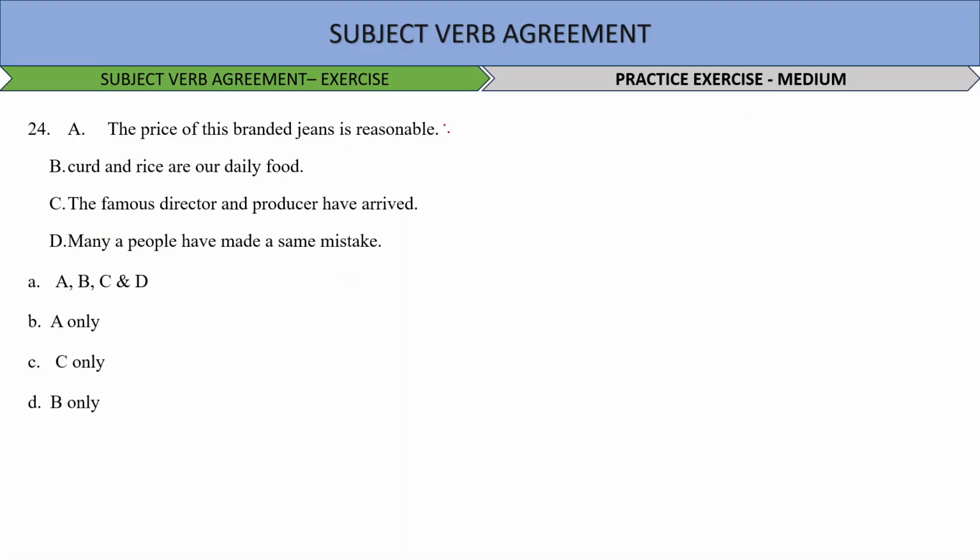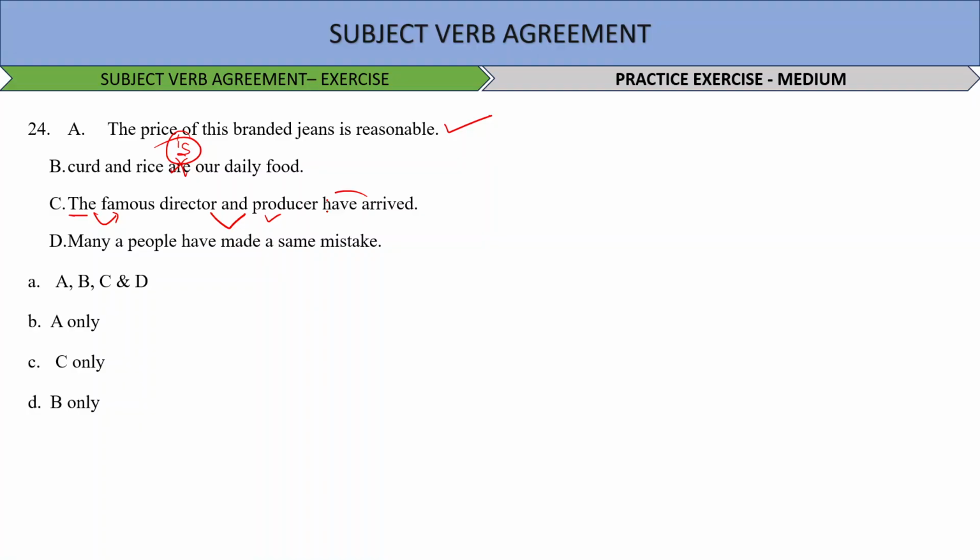Correct. Curd and rice is our daily food. Curd and rice is used as a single dish, so it will always follow a singular verb. The famous director and producer, designations are different but belong to the same person and will follow a singular verb, right? So this is incorrect. Many a people, many a is used in singular sense. So many a people has made the same mistake. So option D is also incorrect and hence B becomes my answer here.